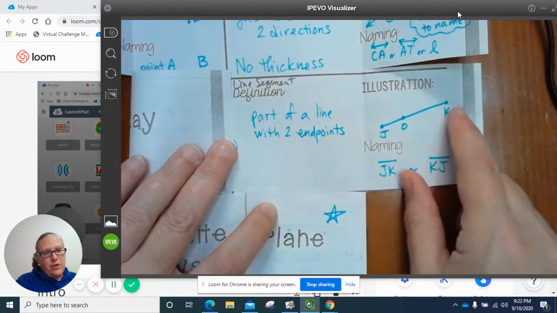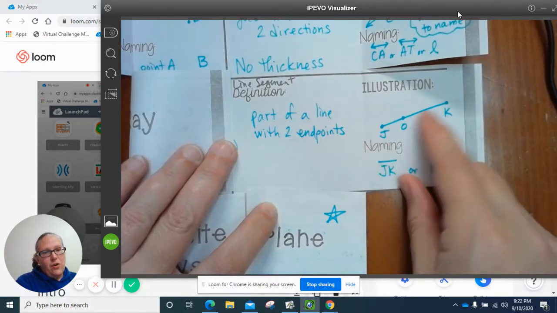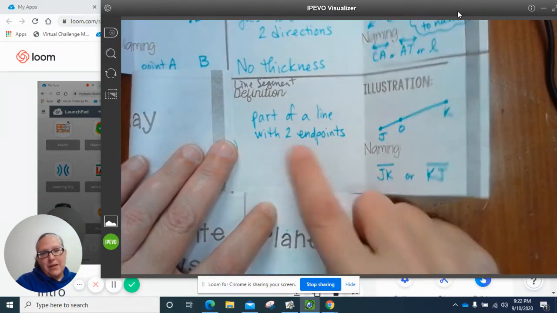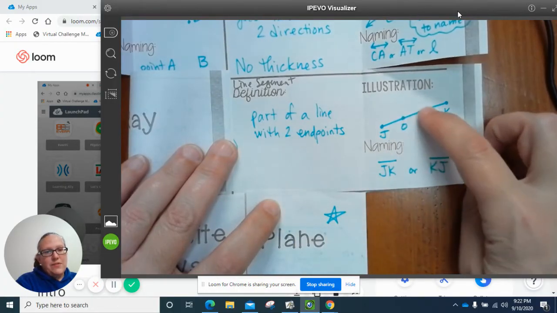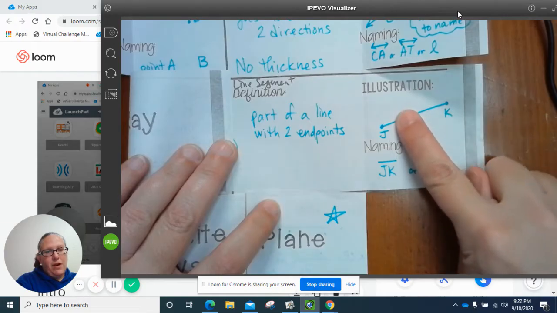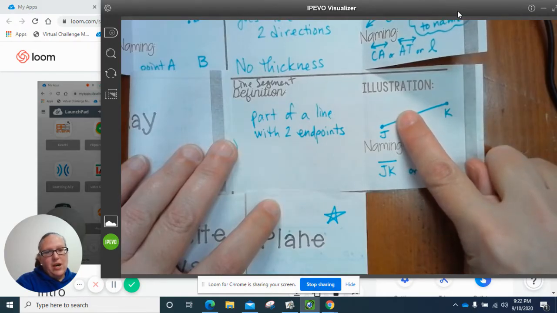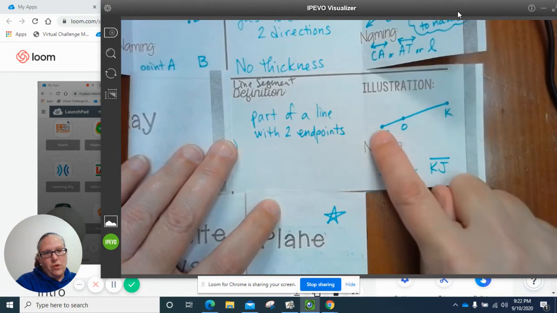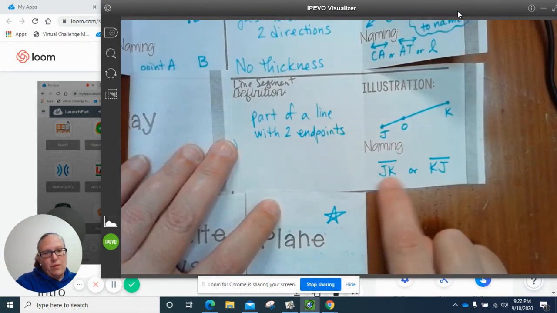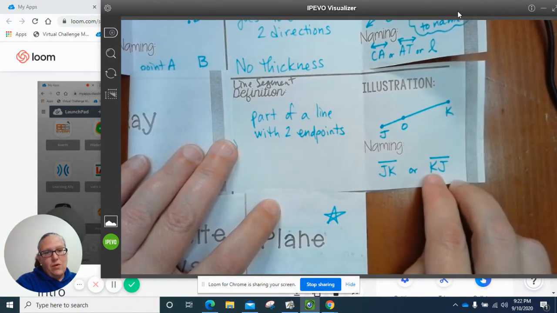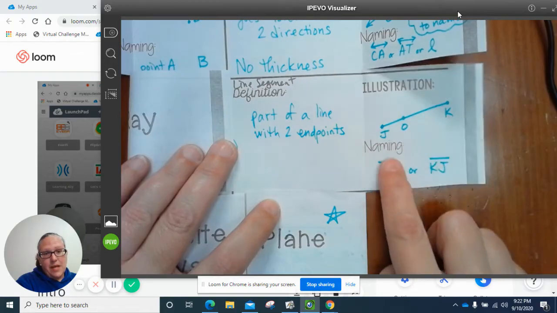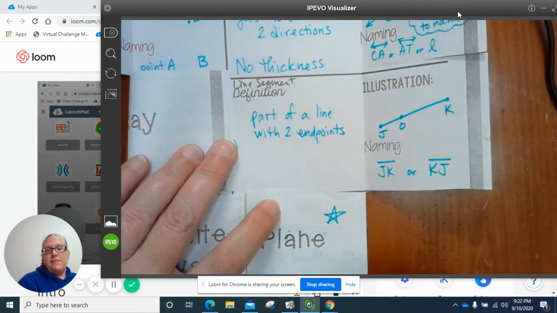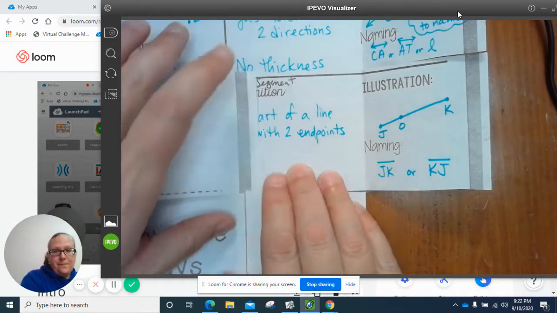And it doesn't matter which way you're going. You could draw from K to J or from J to K. It's going to be the same length. So part of a line with two endpoints. Every now and then they'll have some extra letters in the middle here, but I can cover up O and it's not going to change the length of our total segment. So we only use those two outer points when we're naming our line. Only two letters, line segment JK or line segment KJ, segment JK, segment KJ. I'll get them right.